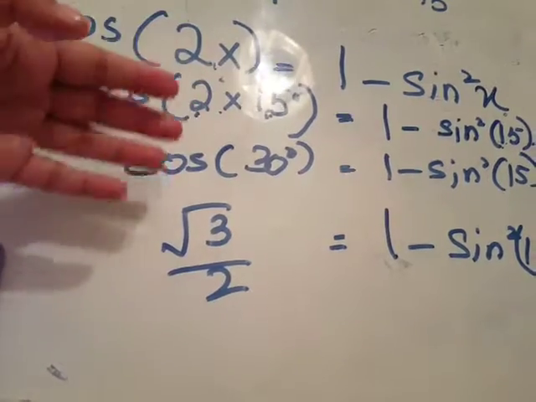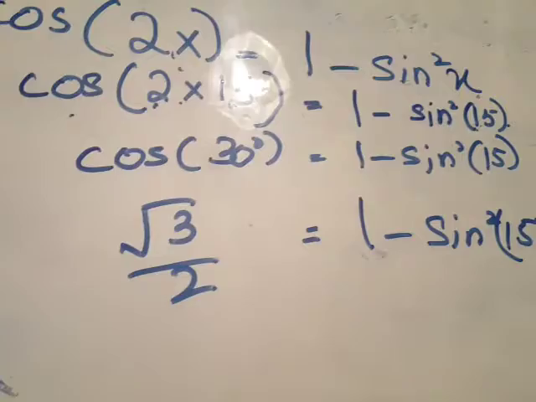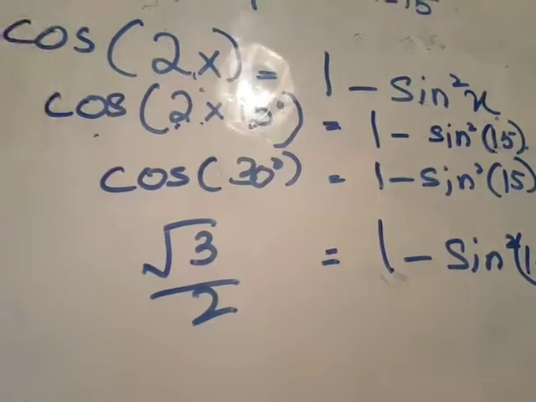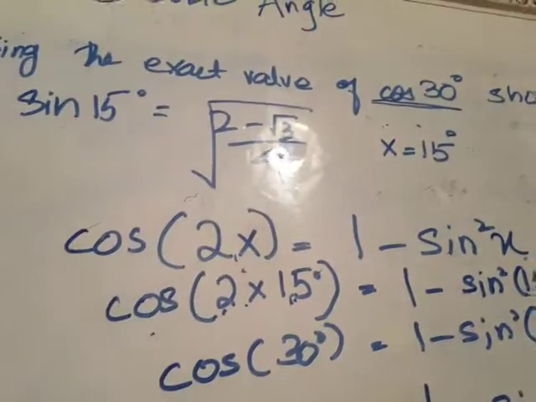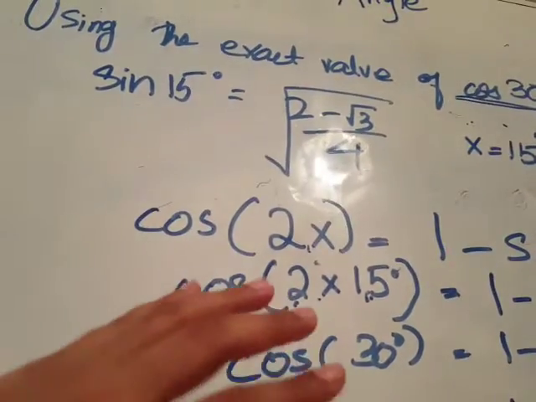Why am I writing 15? Because I can use the value of cos of 30 degrees to calculate the value for 15. I'm using a double angle formula, because it's half and half. Concentrate on the question. They are doing half and half angle, 15 here and 30 here. So I have to use double angle identities. Okay?